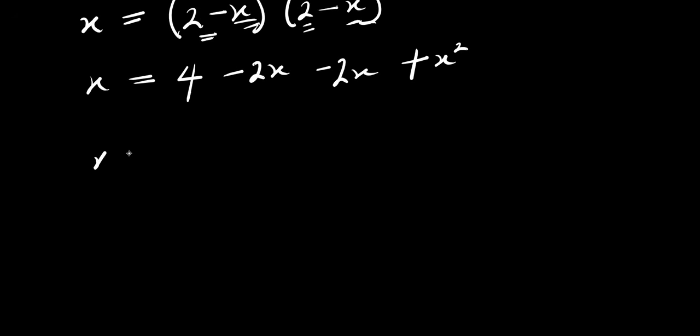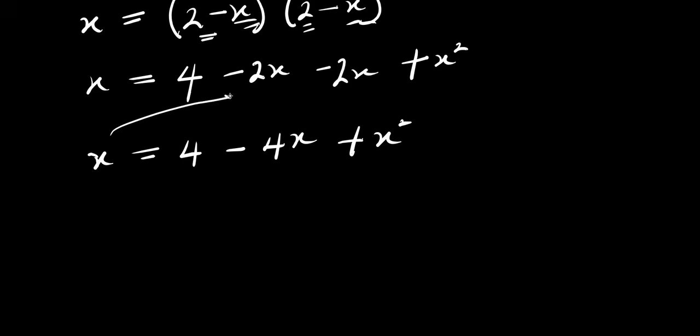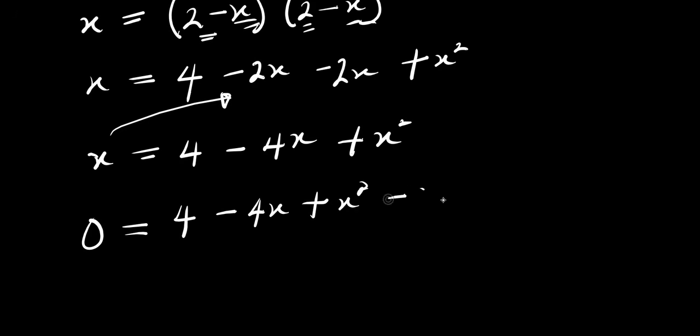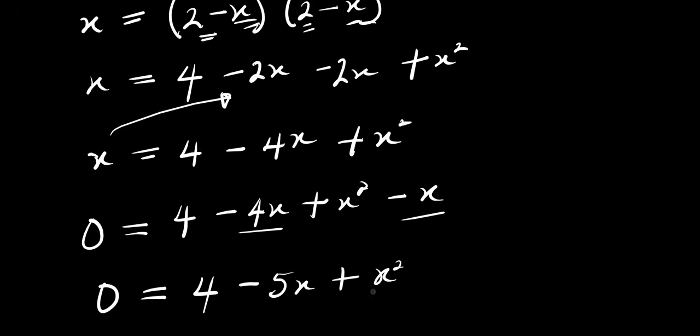From here, I have x equals 4 minus 4x plus x squared. I can move this x over here, it becomes negative x again. So this is 0 equals 4 minus 4x plus x squared, then minus x. From here, we have 0 equals 4 minus 4x minus x, that is minus 5x plus x squared.